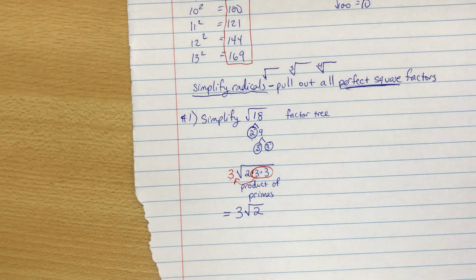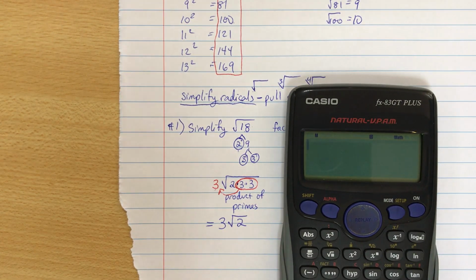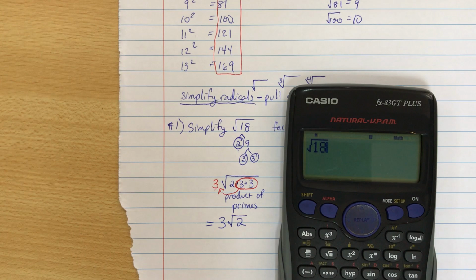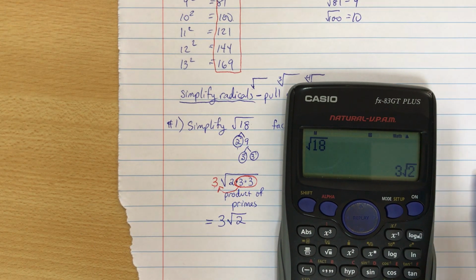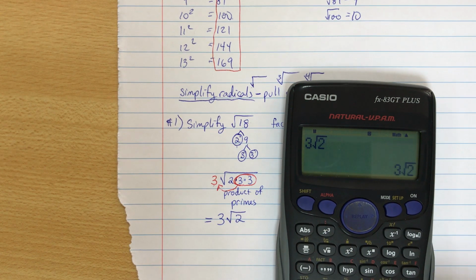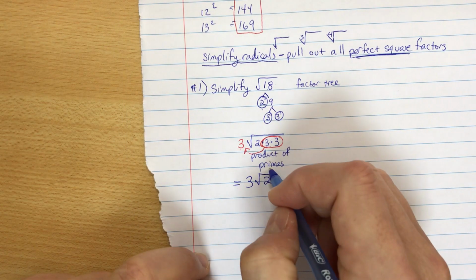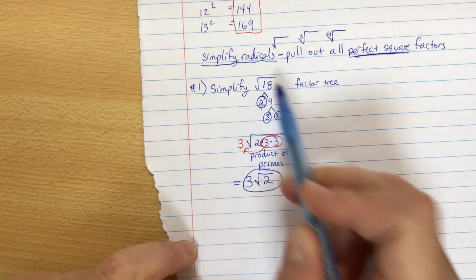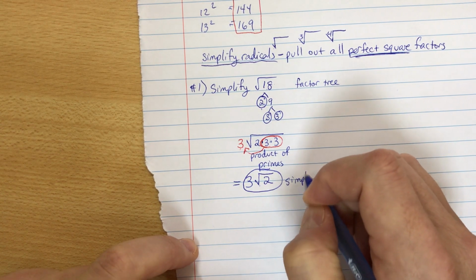Okay, now I'm going to get a calculator. And let's see that this is really the same. If we do the square root of 18, that's the original problem, we get, oh, it actually says 3 square root 2. It does it for me. Oh, that's awesome. As a decimal, we get 4.24. If I type 3 square root 2, we get the same decimal. So again, these are equal expressions. 3 square root 2 is the same as the square root of 18. It's just that this is simplified.